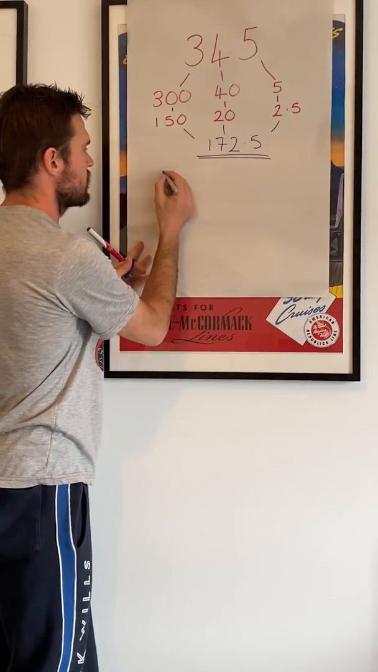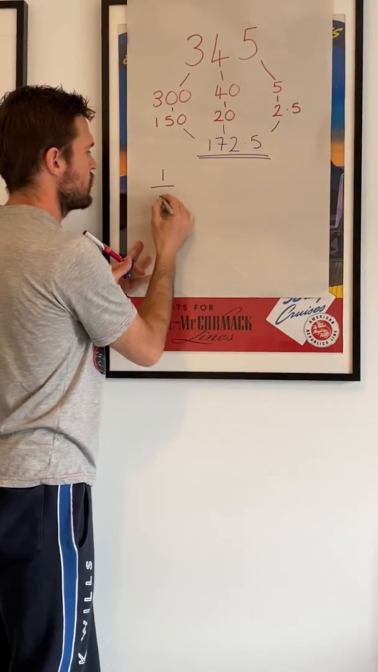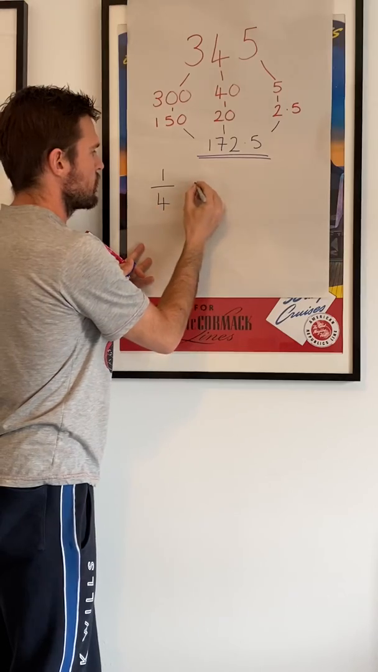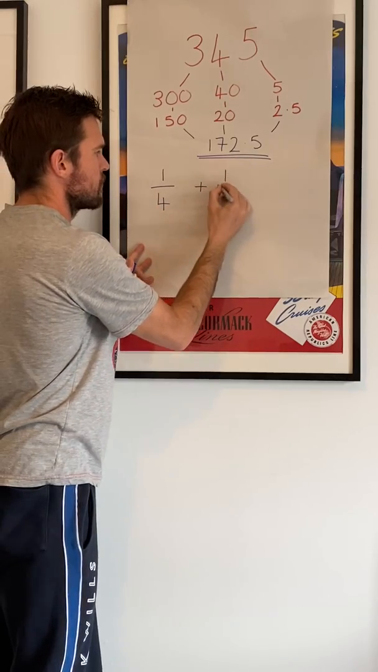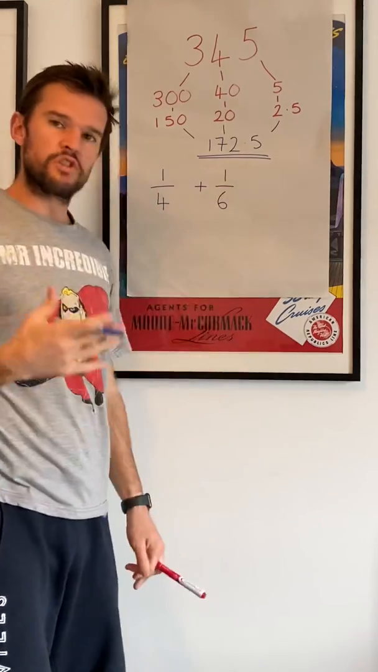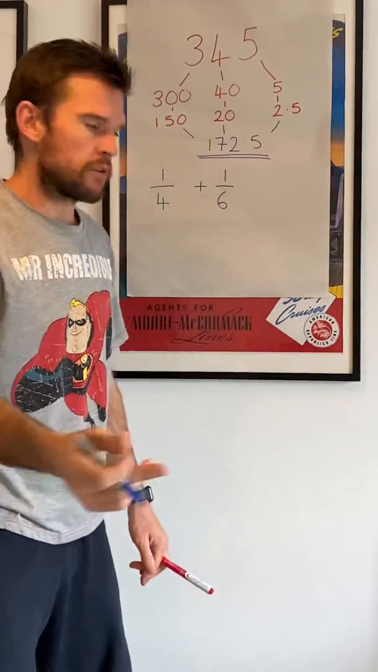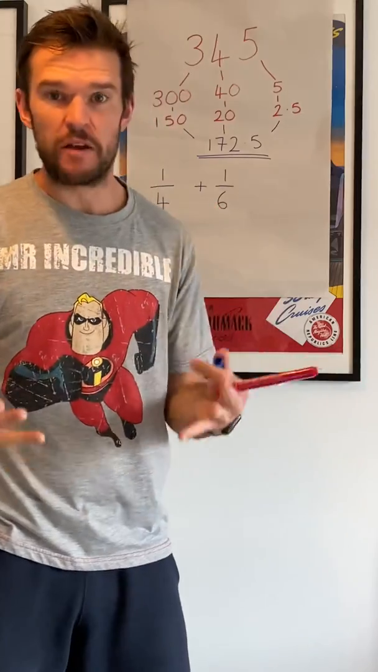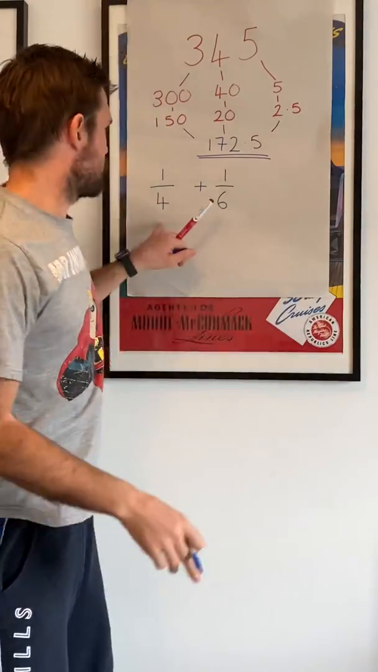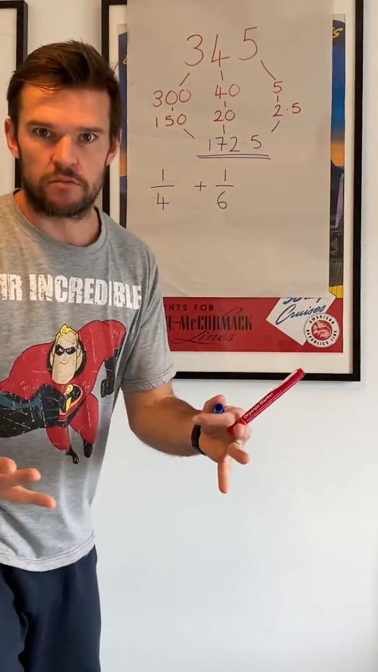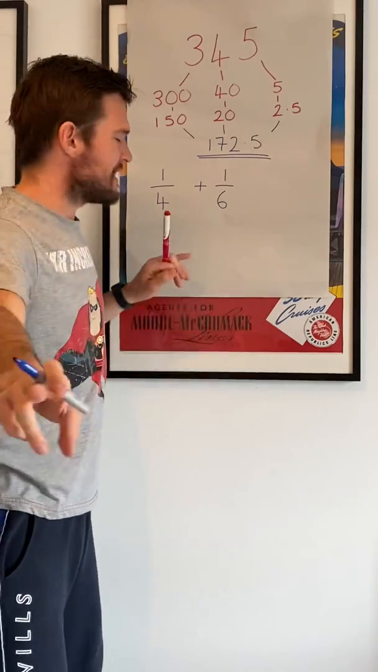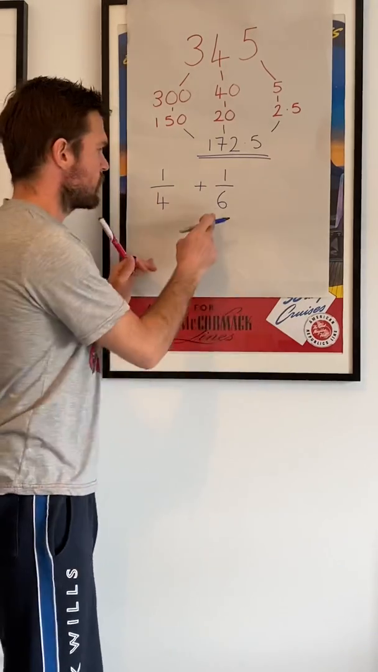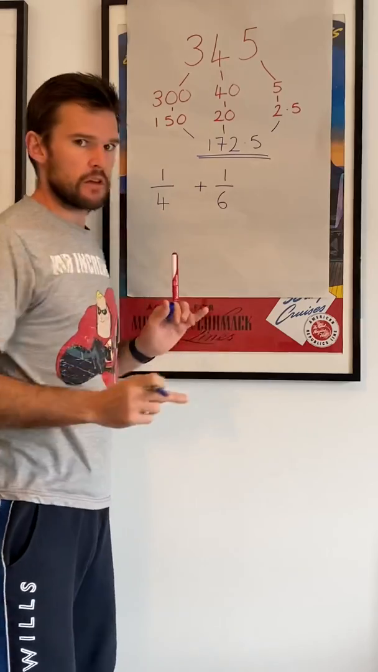So here we go. One quarter added to 1/6. Now you can see, quarter and 6, we can't add them together. We can't take them away because they're different. Different denominators, different fractions. So what we need to do is find a common denominator.